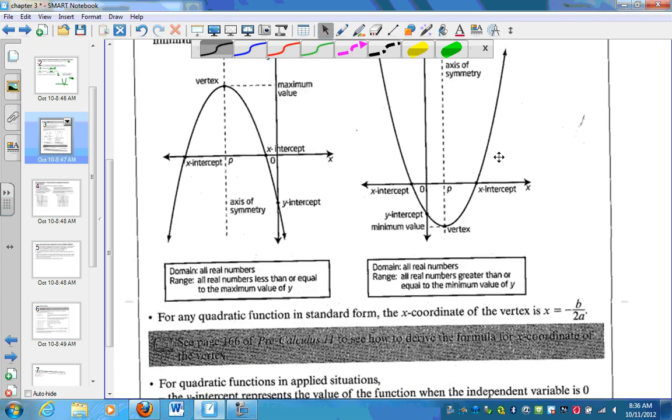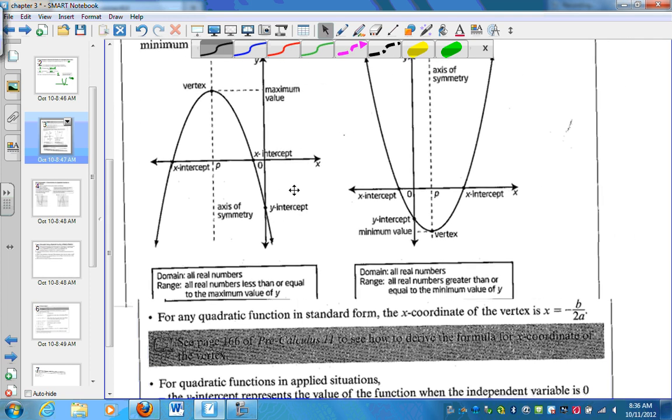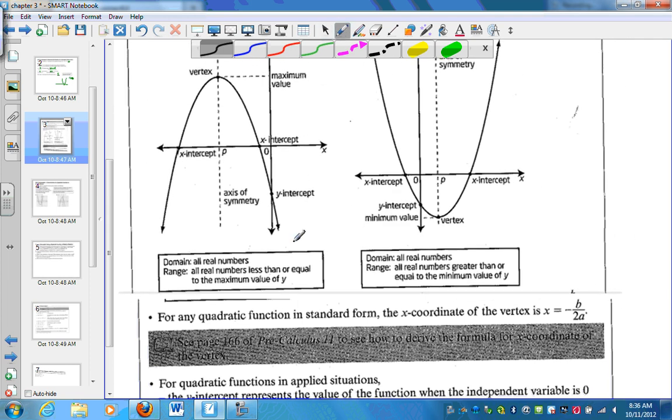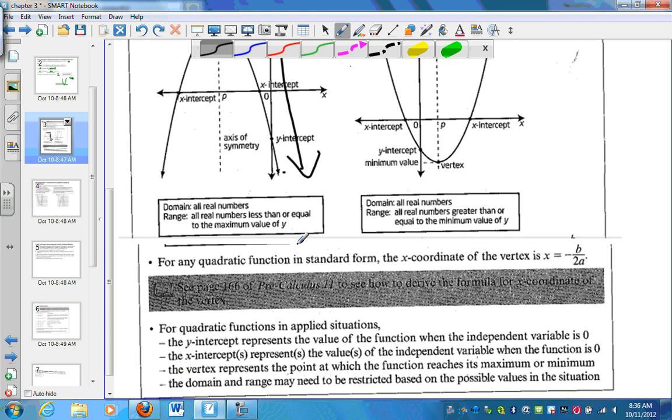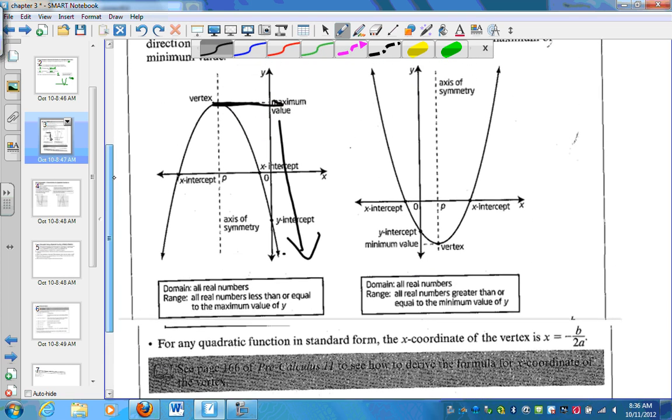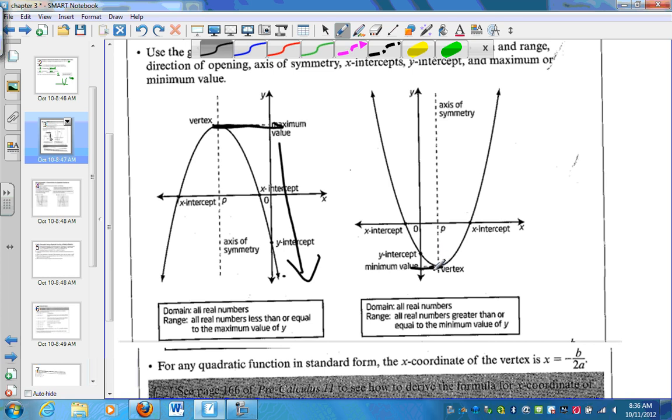So a couple things, when you look at these functions, it says the domain is all real numbers. Domain means x, range means y. So what that means is eventually, if we let this graph go on forever, we would hit every single x value. The range is all of the numbers that are less than this maximum. So y, its range is going to be everything less. In this one, the domain is all the real numbers, and the range is everything greater than the minimum value. So the y values, we can get every single y value bigger than that minimum value.